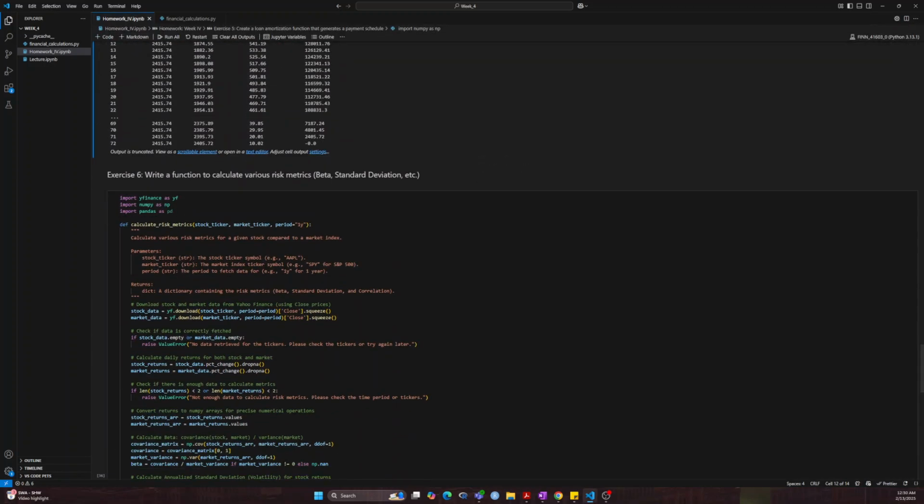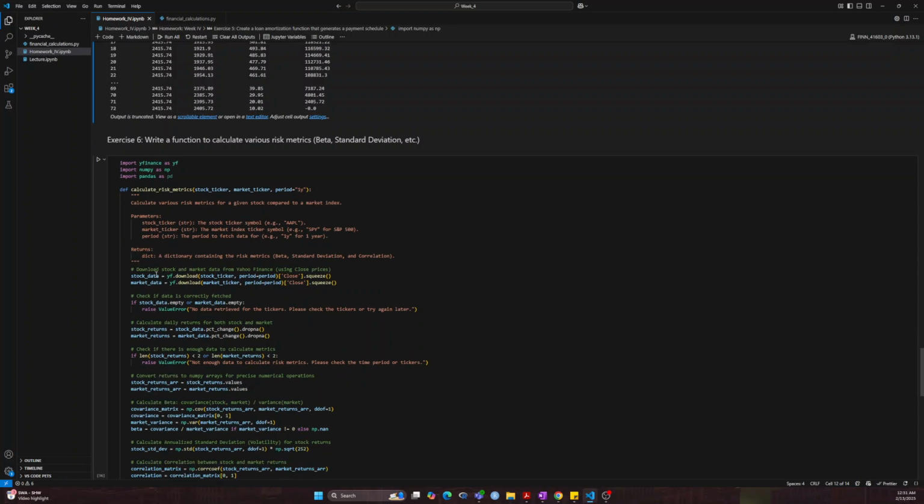All right, and then if we go to exercise 6, we look at risk metrics calculations. Finally, I built a function to calculate financial risk metrics like beta, standard deviation, and correlation with the market. So we have three main outputs. Beta measures the stock's sensitivity to market movements. It also gives us a standard deviation, which quantifies price volatility. And then we also have the correlation, which shows how closely the stock follows the market. The function downloads stock and market index data, and then calculates daily returns and derives risk metrics. It then prints these values to help assess investment risk.